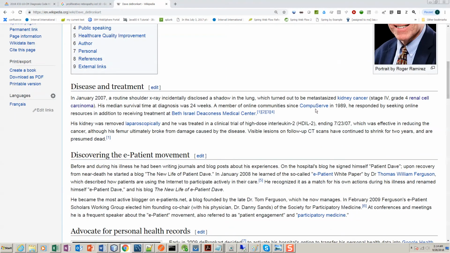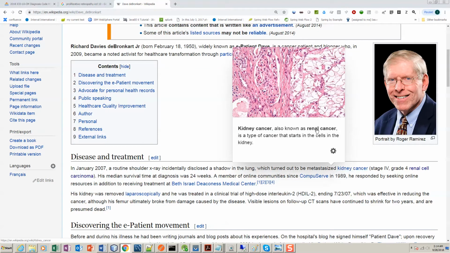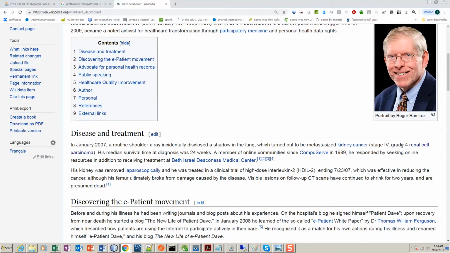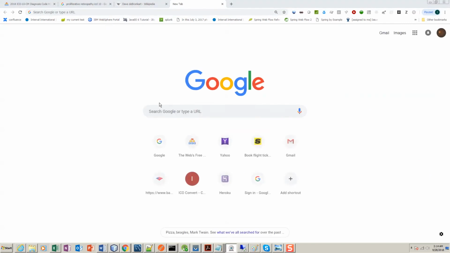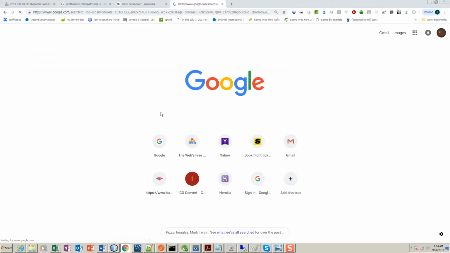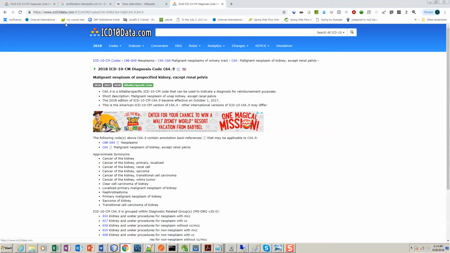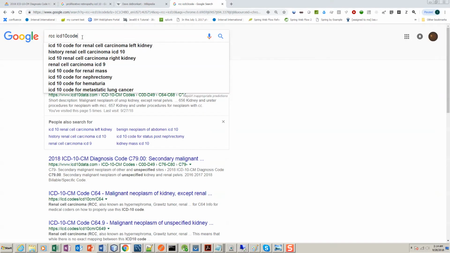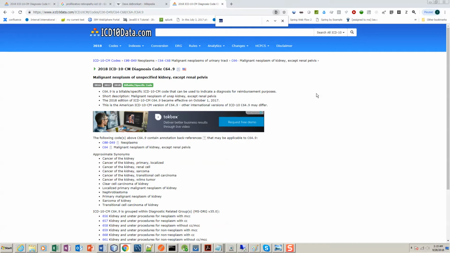Dave deBronkart became one of my inspirations when I learned about the e-patient movement and read his amazing story. When you read his Wikipedia page, he had kidney cancer, which is also called renal cell carcinoma, and it's also called RCC. Let's Google RCC, and I'll show you the power of Google. RCC ICD-10 code. Google finds that it is C64.9, even though the word RCC is not in this page.